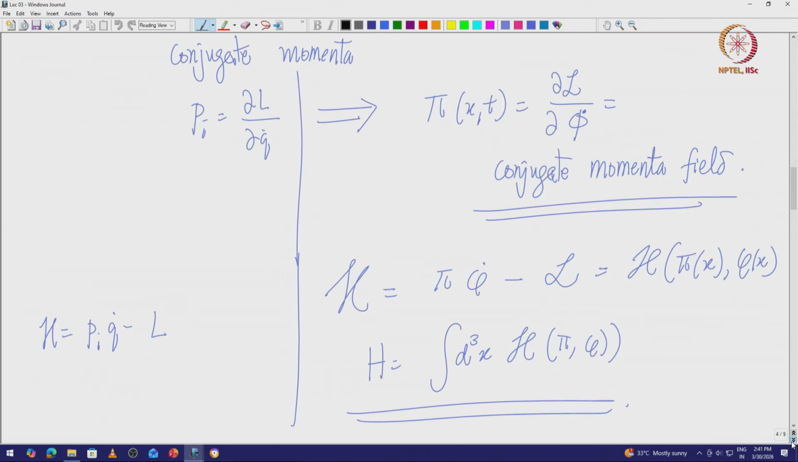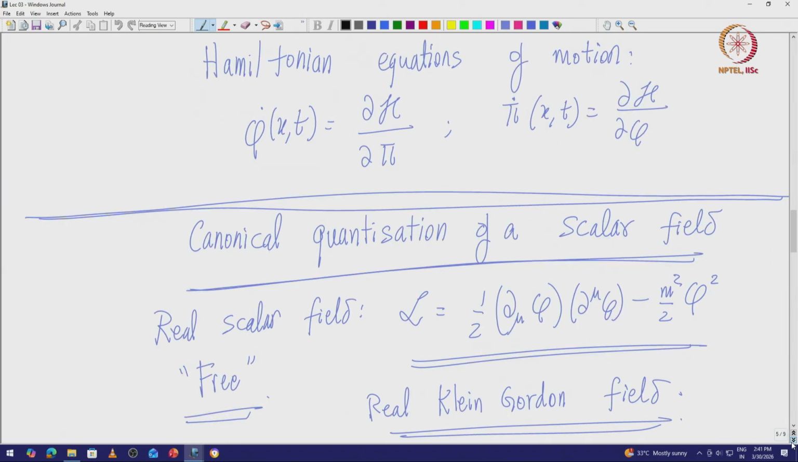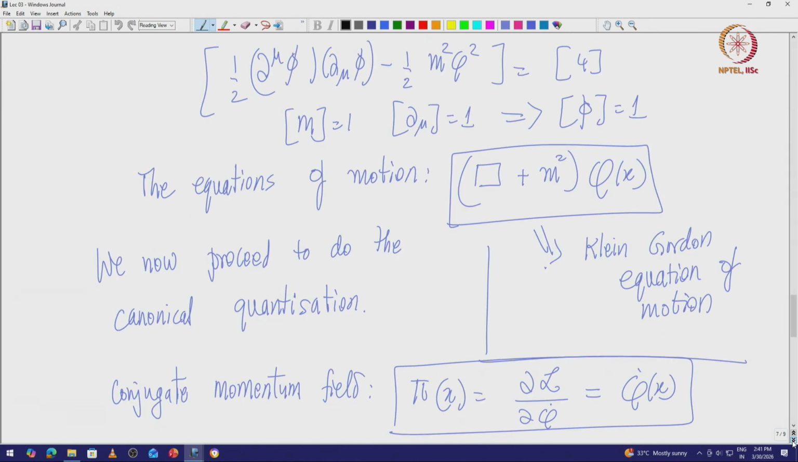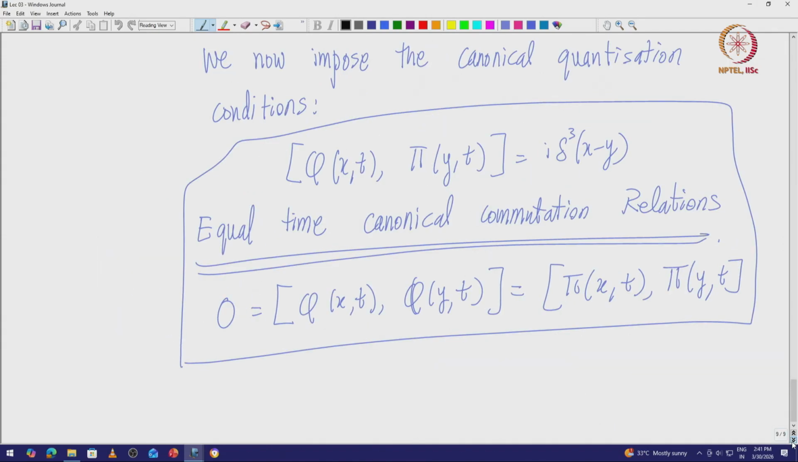We derived the conjugate momenta for the field. Essentially, what is a conjugate momentum field? For a given scalar field, we looked at how to write the equations of motion, and finally we derived the canonical quantization conditions between the field and its conjugate momentum.